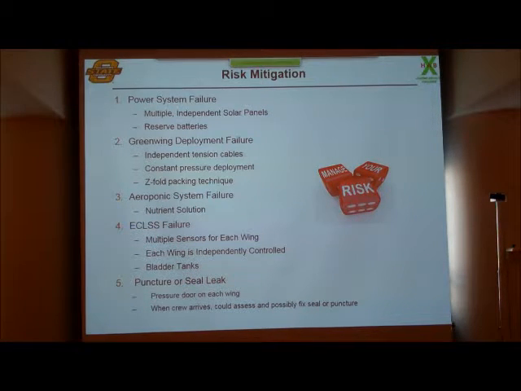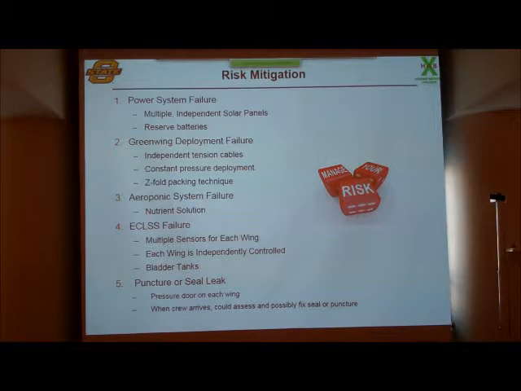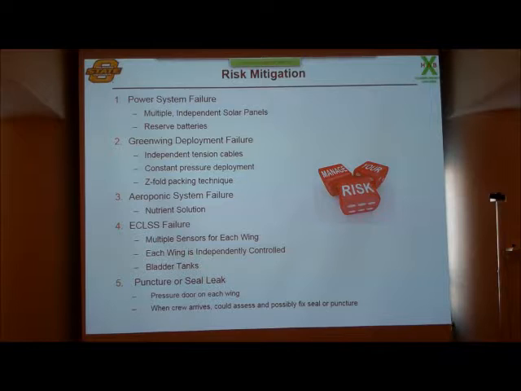So in the event of a puncture or a seal leak, each wing has a pressure door that can be independently sealed to prevent complete depressurization of the hub and the other wings. And then when the crew arrives, they could assess and possibly fix the seal or puncture.